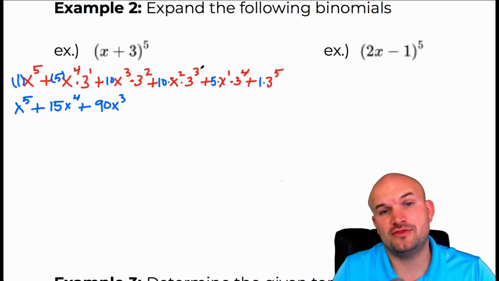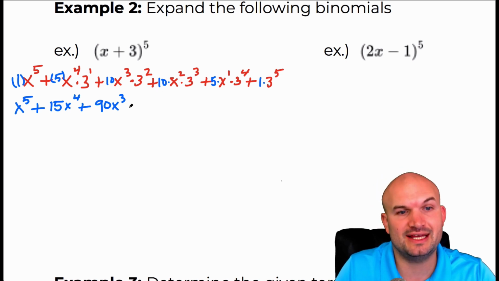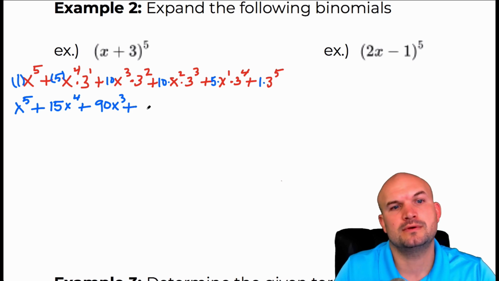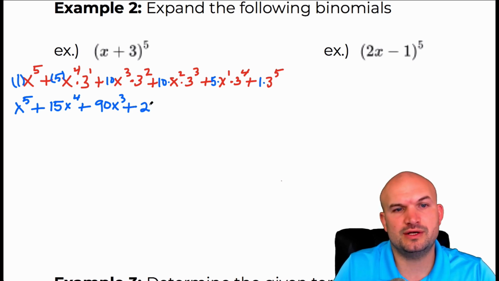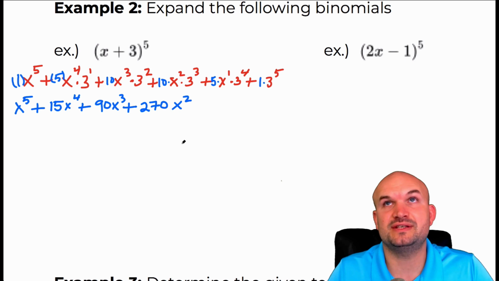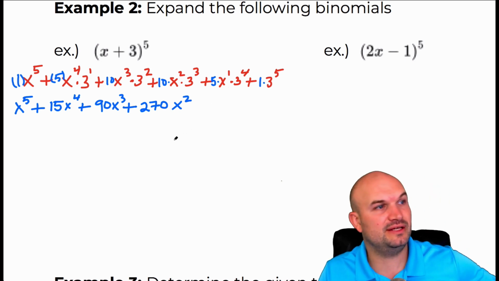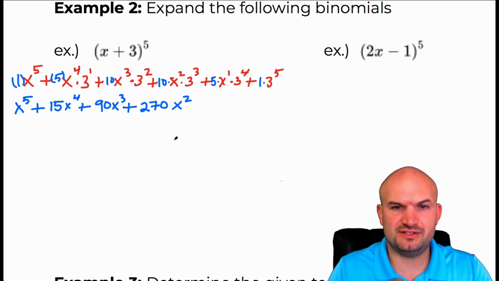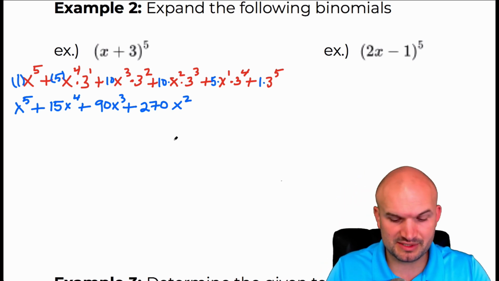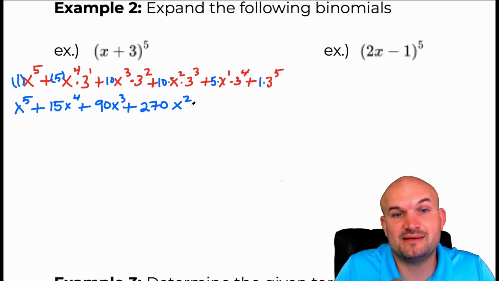Then we have 3 cubed, which is 27. 27 times 10 is going to be 270. So we have 270 x squared. And then we have 3 to the fourth. That's going to be 81. 81 times 5 would be 405. Let's just go ahead and do that so I make sure I don't make a mistake. So 3 raised to the fourth, and then times 5, 405. Good. So we have 405 times x.